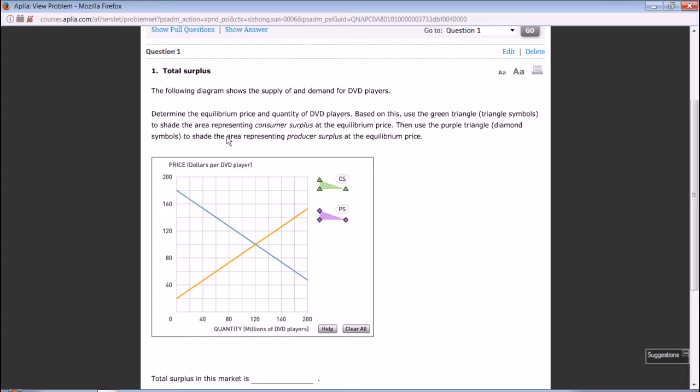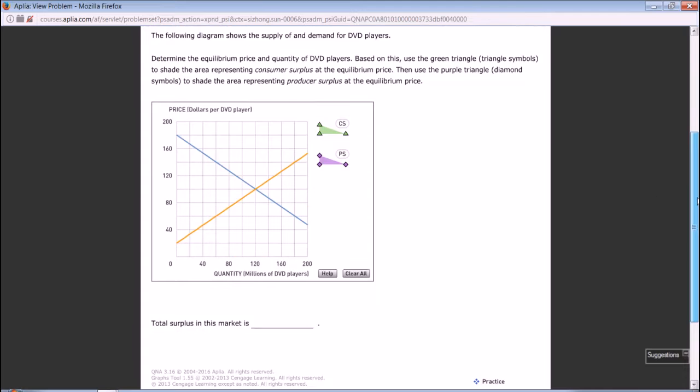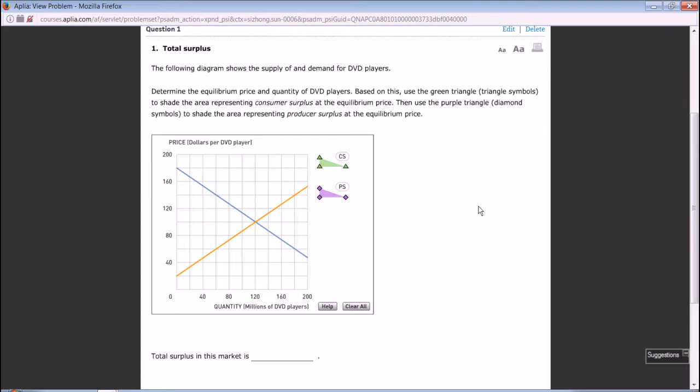Okay, so we know that the blue line is the demand curve, and the orange line is the supply curve. The equilibrium will be where quantity of supply equals quantity of demand, which is the intersection point here, which means the equilibrium quantity is 120 and the equilibrium price is 100 here.